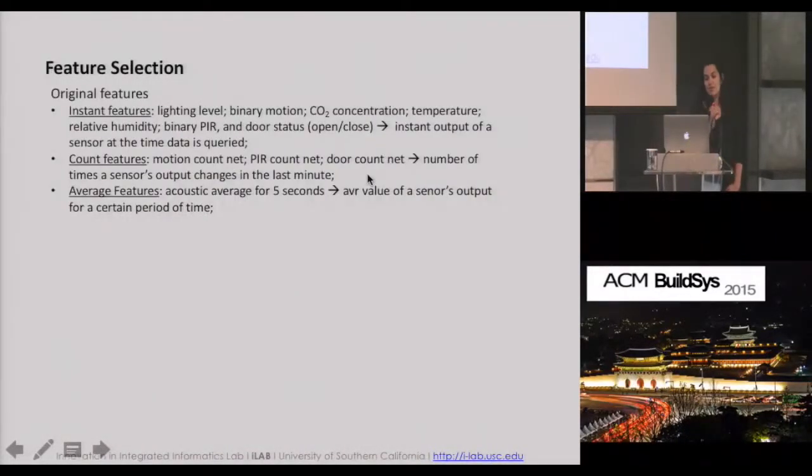So we have done a fair amount of work in this area, and these are the features that we have been using. We have categorized them into 3 different areas. Instant features, the instant output of a sensor, like lighting level or binary motion. Count features are the number of times the sensor's output changes in the last minute, or average features like the average value of a sensor's output for a certain period of time. For example, acoustic average for 5 seconds.